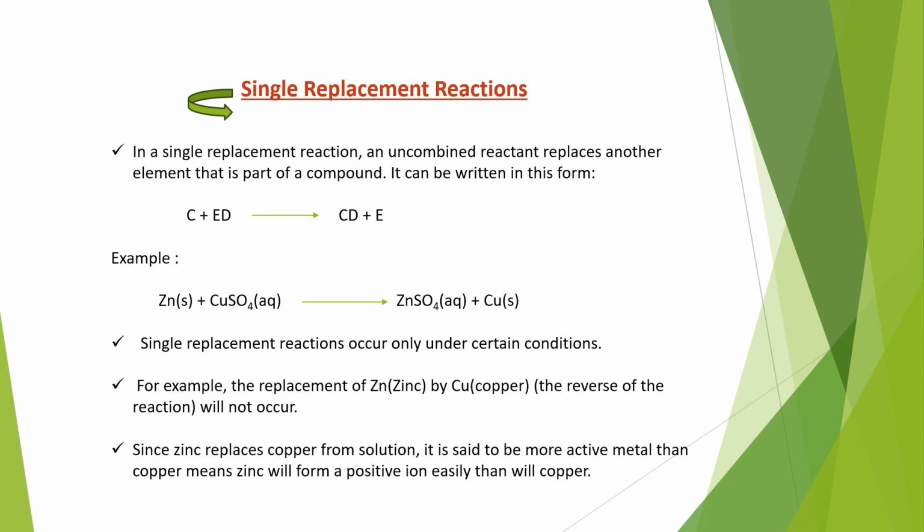Single replacement reactions occur only under certain conditions. For example, the replacement of copper by zinc occurs, but the reverse of the reaction will not occur. Since zinc replaces copper from solution, it is said to be a more active metal than copper, meaning zinc will form a positive ion more easily than copper will.